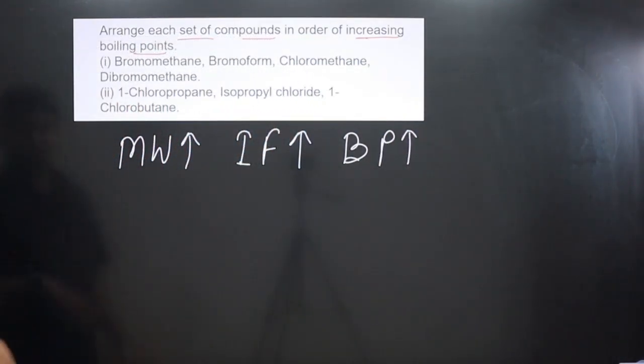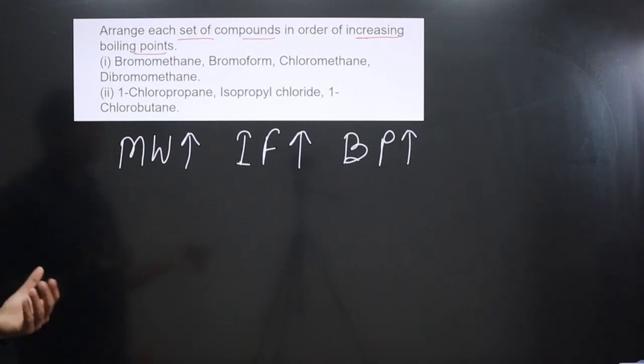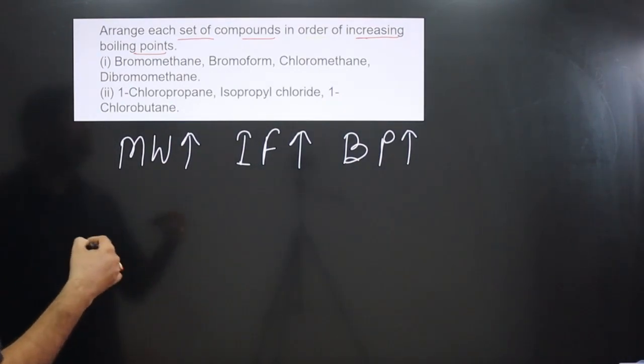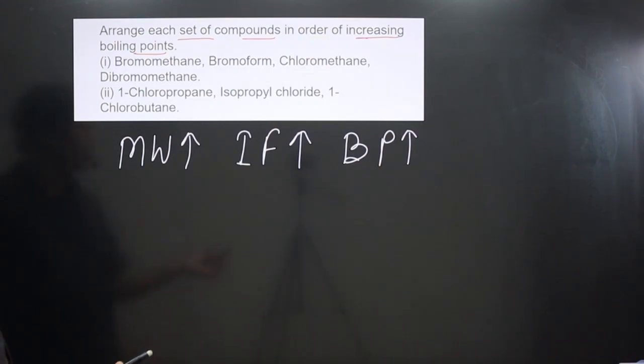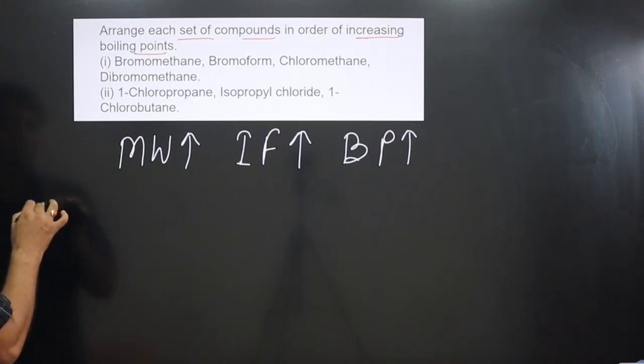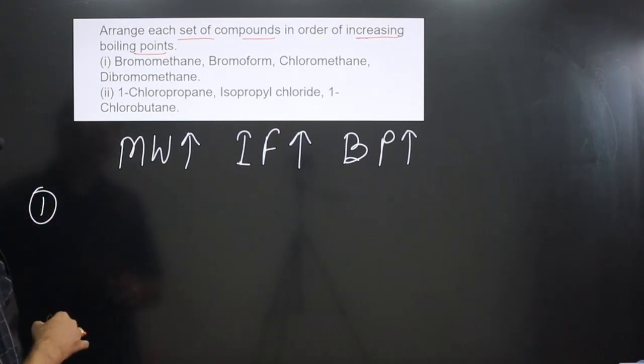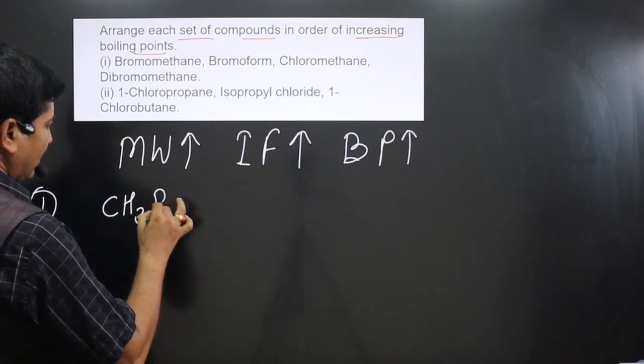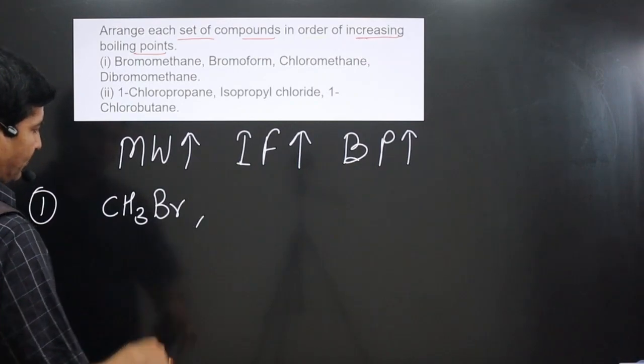First one, better we can draw the structure, then we can identify the compounds. Identify which one will have higher molar mass, because we need to check for the surface area. If branching is there, surface area will decrease, and if the surface area decreases, boiling point also decreases. So first we have bromomethane, CH3Br.